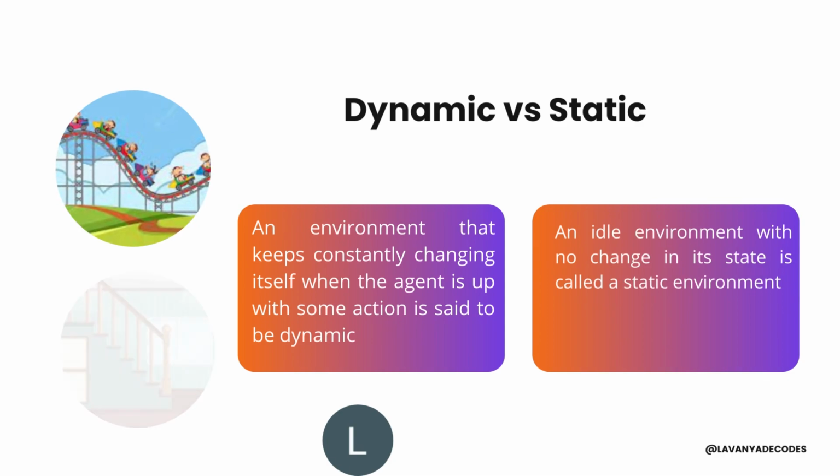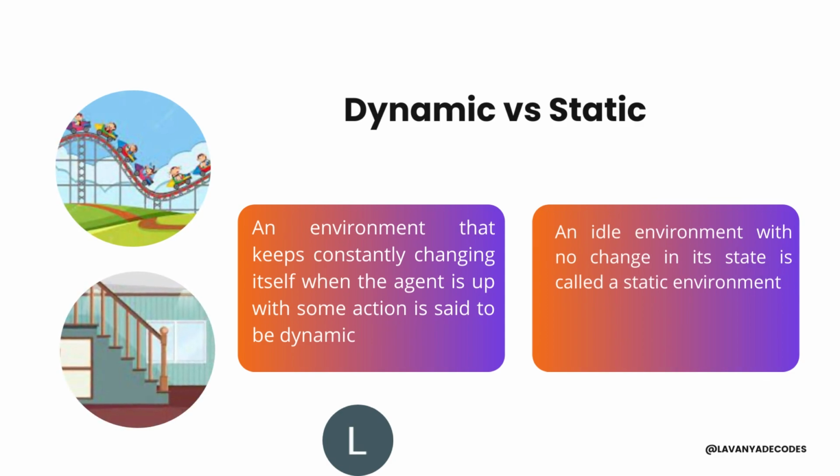Dynamic versus static. An environment that keeps constantly changing itself while the agent is acting is said to be dynamic in nature. For example, as we can see from the image, a roller coaster ride is dynamic as it is a set of motions and the environment keeps on changing at every instant. An idle environment having no change in state is known as a static environment. For example, an empty house, as there is no change in the surroundings when an agent enters.